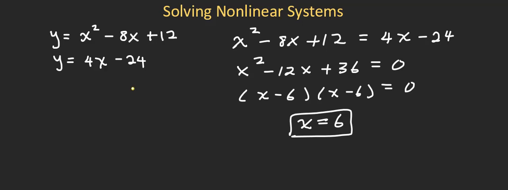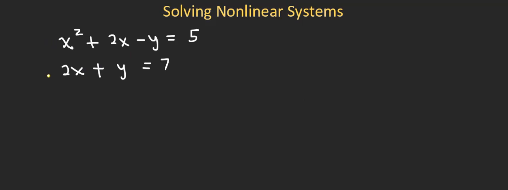How do you get the y value of the intersection point? Well, all you got to do is plug in 6 for x and then find the y value, which is 0. Let's take a look at this example. You got x squared plus 2x minus y equals 5, and 2x plus y equals 7. If you were to solve this by the graphing method, remember, you need to isolate y and move everything else to the other side. Same here. y equals 7 minus 2x. If you're using a graphing calculator or Desmos, you could just put it as it is and it will graph the whole thing.